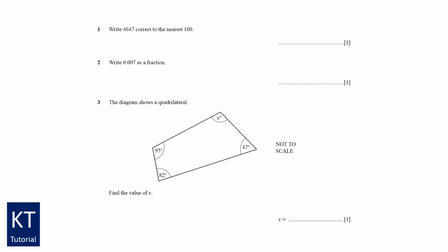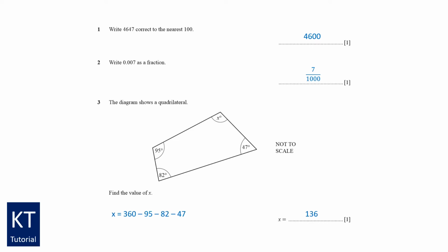Question 1. Write 4647 correct to the nearest 100. It is 4600. Next, write 0.007 as a fraction. This is 7 over 1000. Question 3. The diagram shows a quadrilateral. Find the value of x.